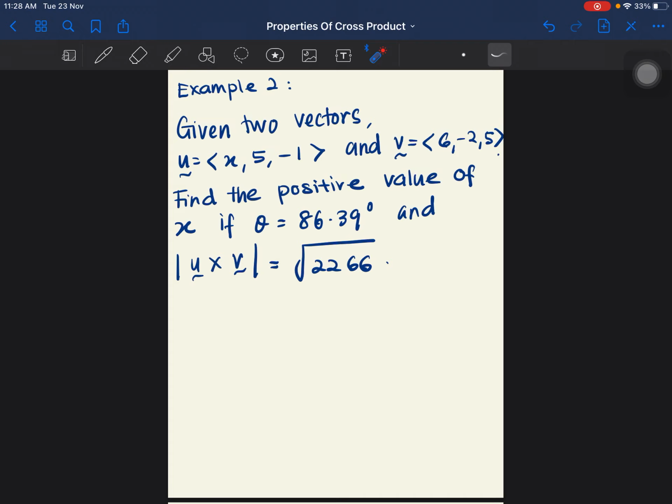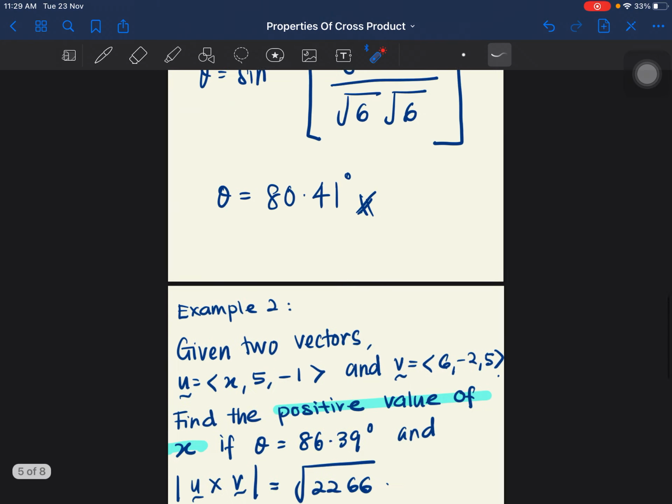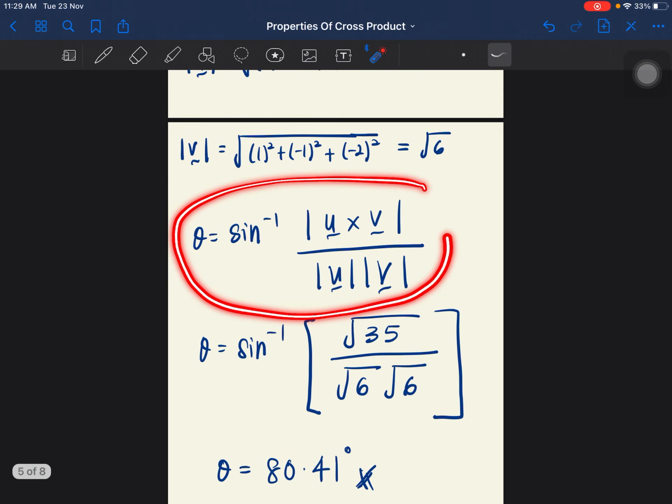You are given two vectors, u and v. Find the positive value of x. Okay, you were asked to find the positive value of x. Given to you, theta is equal to 86.39 and the magnitude of u cross v is equal to this value. So when you take a look at this problem here, you don't have any choice. You need to apply this formula.